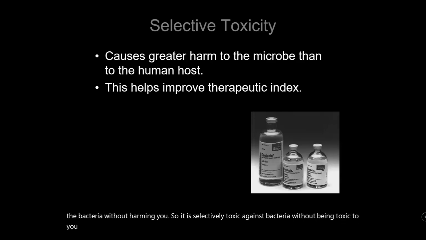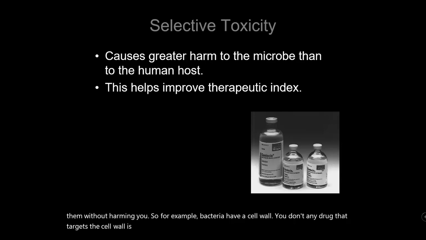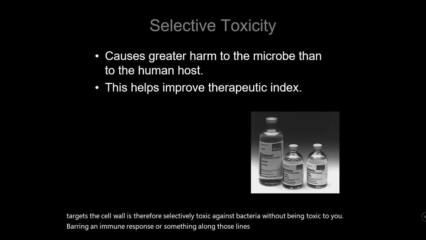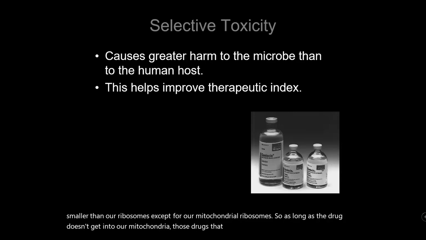Anytime bacteria have a feature that you do not have, that is a target that we can use to kill them without harming you. So for example, bacteria have a cell wall. You don't. Any drug that targets the cell wall is therefore selectively toxic against bacteria without being toxic to you, barring an immune response or something along those lines. Bacterial ribosomes are smaller than our ribosomes, except for our mitochondrial ribosomes. So as long as the drug doesn't get into our mitochondria, those drugs that affect ribosomes tend to be selectively toxic towards bacteria and not humans.